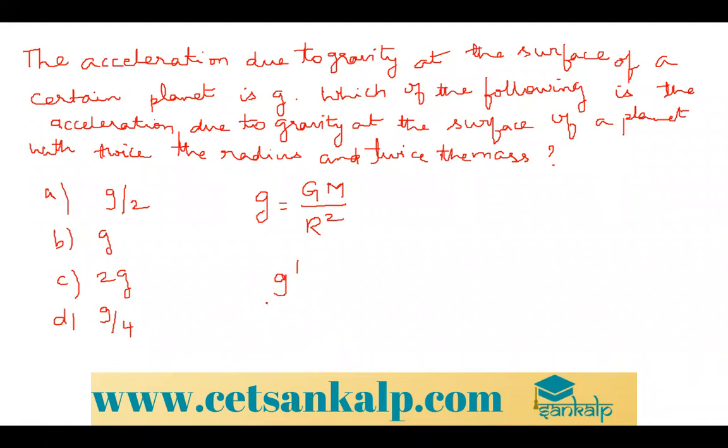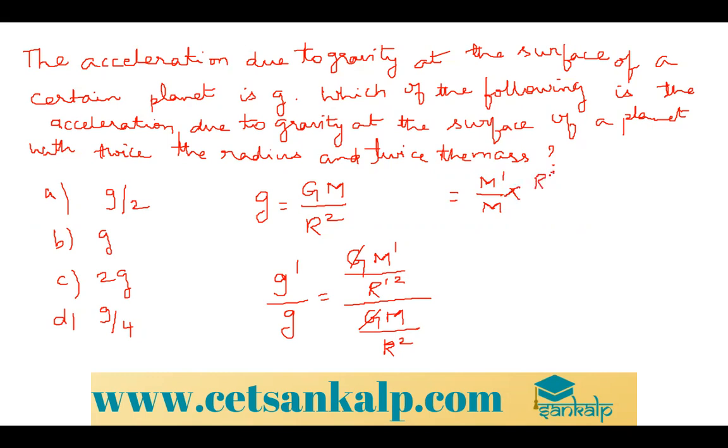So you can take the ratios. g dash by g is equal to G m dash divided by r dash square, divided by G m divided by r square. So G and G get cancelled. Finally I can write it as m dash by m into r square divided by r dash square.